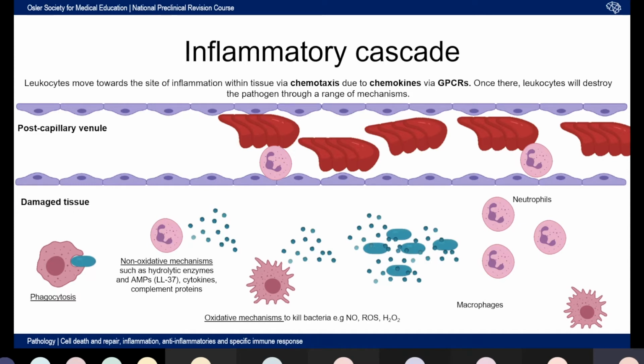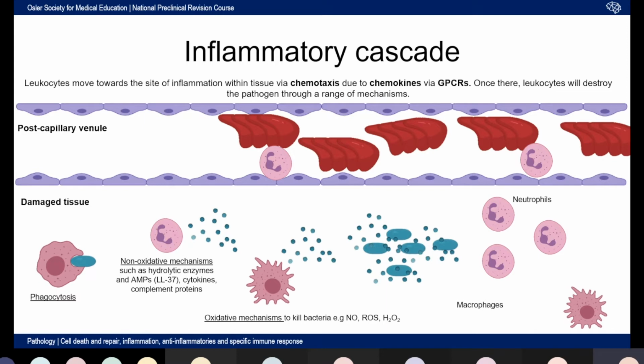And these include hydrolytic enzymes. So one of the examples you'll come across is things like perforin. There's things like AMPs, which stand for antimicrobial peptides. An example you may have come across is LL37. You may have come across it if you did some of the lab stuff, which I'm not surprised if you didn't. And then there's also cytokines and complement proteins, which we'll talk about later.